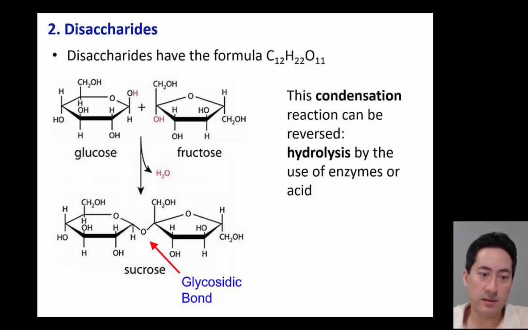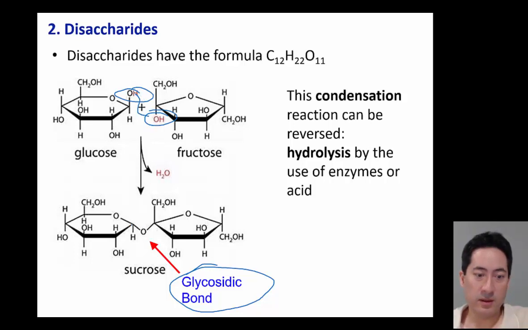So here we have two separate monosaccharides, and you have to work out how to create the glycosidic bond. Basically you find two OH groups so that you can rip out a water from that and still get the C-O-C bond in there. So that's how you do it.